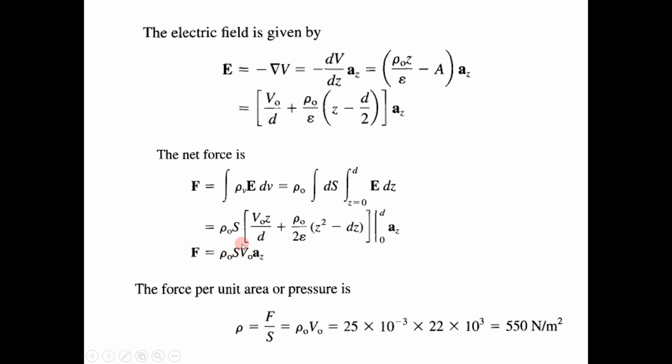And to get the force per unit area or pressure, you are asked to calculate pressure. Pressure is force divided by area. So F by S, that is rho naught into V naught, unit vector a Z. Rho naught V naught, you substitute rho naught value, you substitute V naught value. Both are given in the question, you get the final answer. Okay, so force unit is Newton, area meter square, so Newton per meter square, that is the unit of pressure.